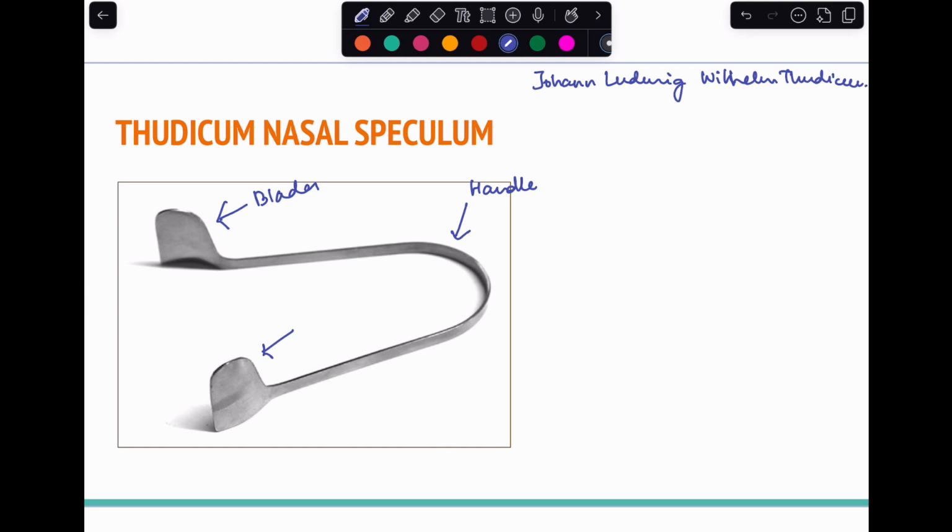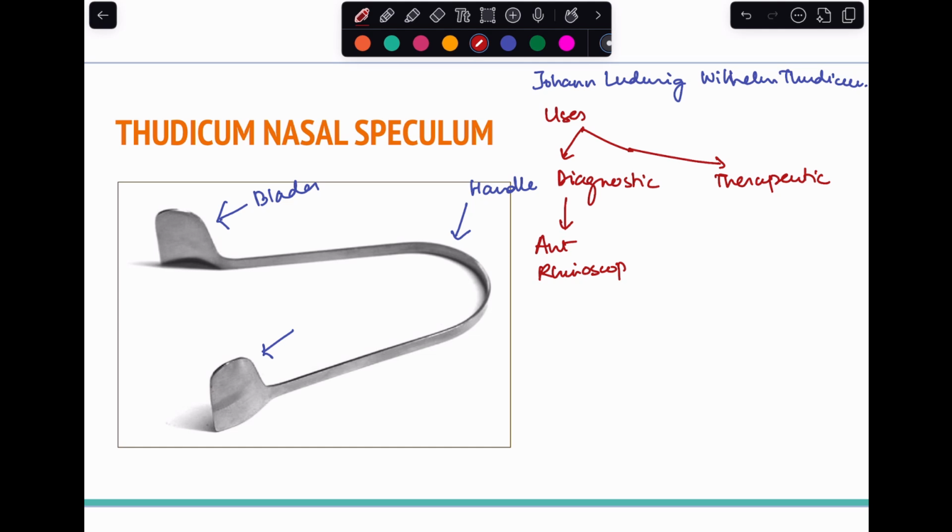Before we talk about how we are using it in septoplasty, first let's discuss the possible uses. Uses can be divided into two types. We have a diagnostic use, and then we have therapeutic uses. In diagnostic uses, we use it to do anterior rhinoscopy. Here you may be asked, what are the structures that you see when you perform anterior rhinoscopy?